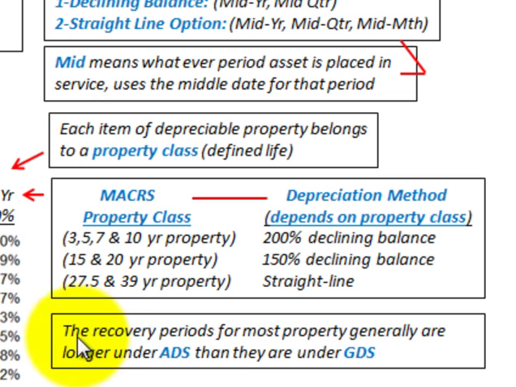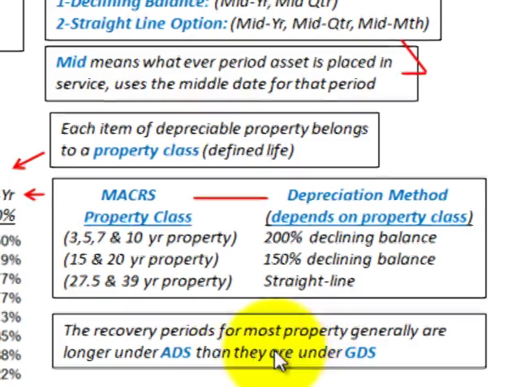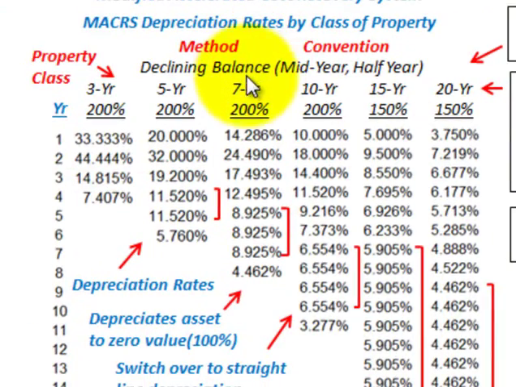And then one last point here, the recovery period for most property is generally longer under the ADS option than it is under the GDS. So let's go back to our tax percentage table. Again, let's go over it in a little bit more detail.